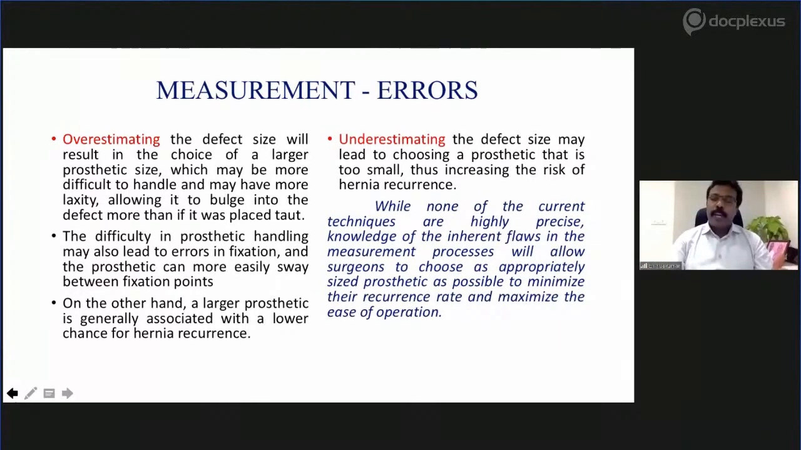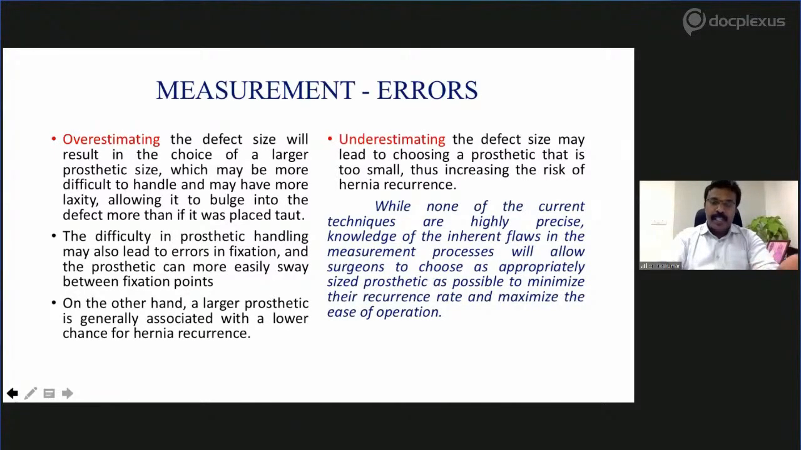I think two things we have to remember here. One is overestimating. If you overestimate the defect size, you are going to get a larger mesh inside and you are going to struggle. And if you underestimate the defect size, the mesh size is going to be small and it may recur. So whatever way you measure the defect, external or internal, the measurement should be correct.